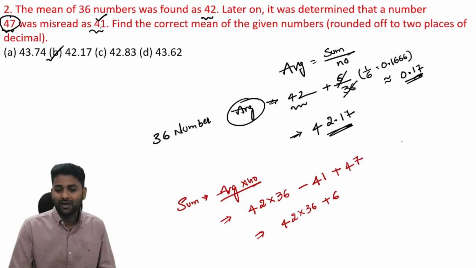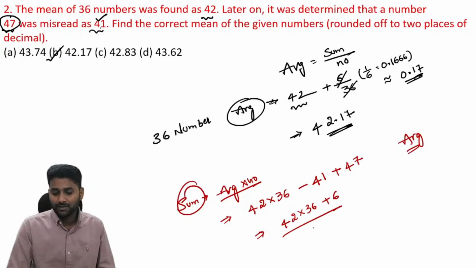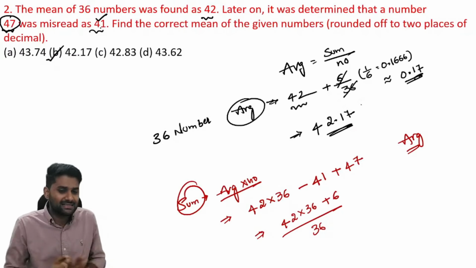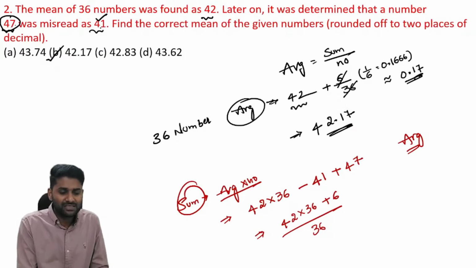Now the question, again we have to identify the average. Average is all about sum divided by number. Total how many numbers are there? 36. So if you go through the calculation, still you will get the same number. But understand the theory. See, we are replacing 47 with 41. So we consider 41. That's why the average is 42.